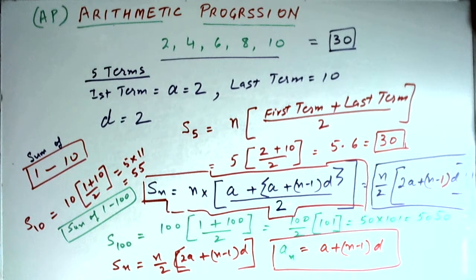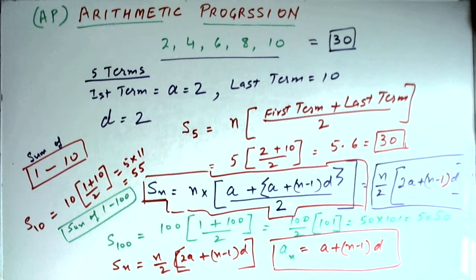So basically what we have learned in this video is how to find the sum of n terms of an arithmetic progression if we know the first term and the difference. Also, if we know the first term and the last term, then also we can find the sum of that arithmetic progression.